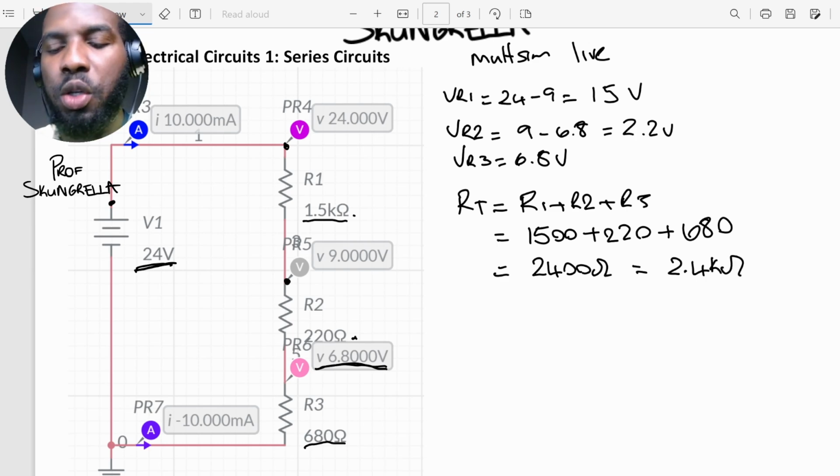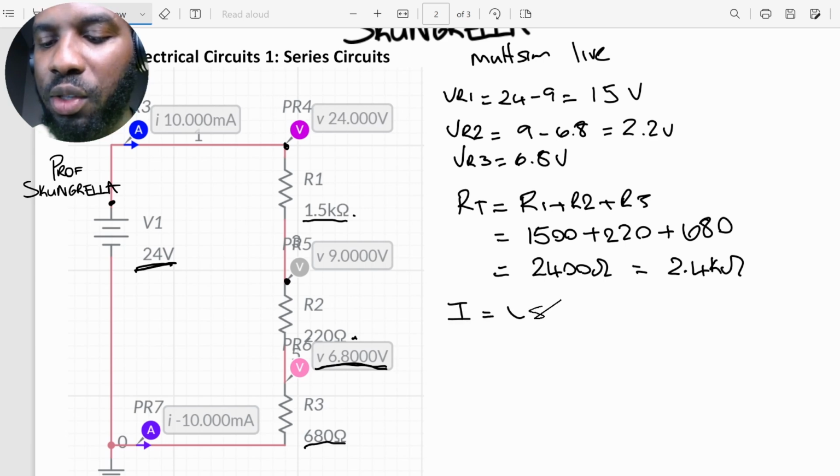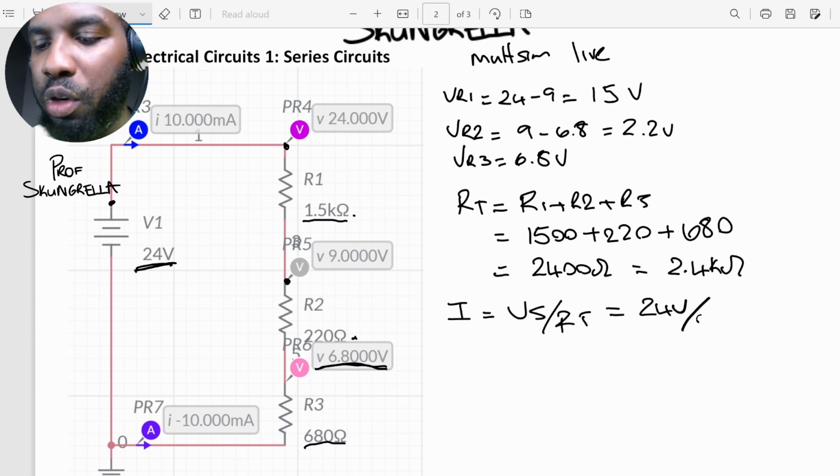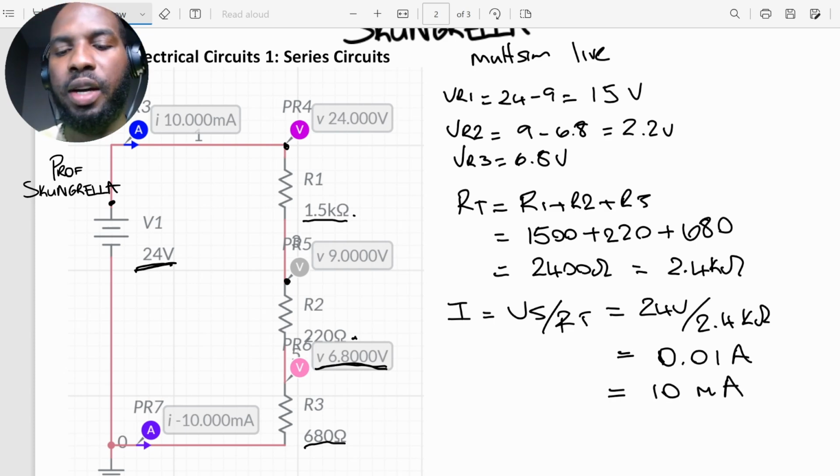All right, so now having the resistance, we can find the current, right? The current is going to be equal to, according to Ohm's law, Vs over RT, and that gives us 24 volts over 2.4K, 2400, which will give us 10 milliamps, or 0.01 ampere. All right, so again, we can see that our current is correct.